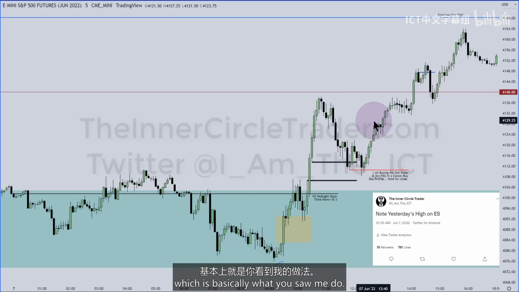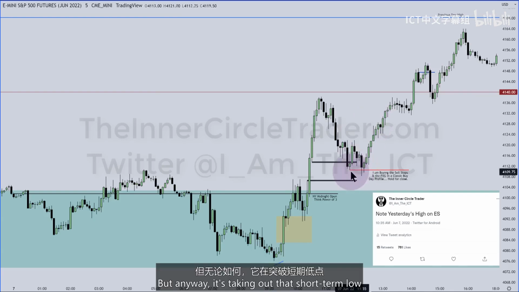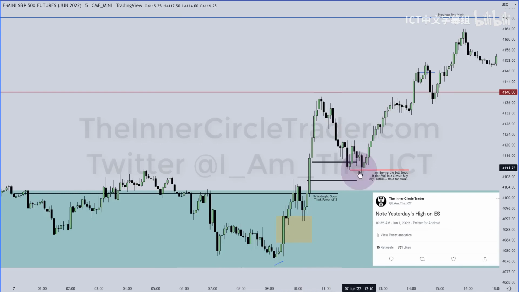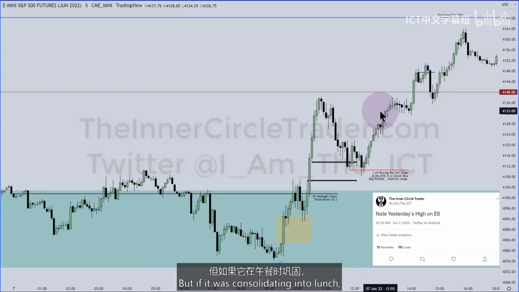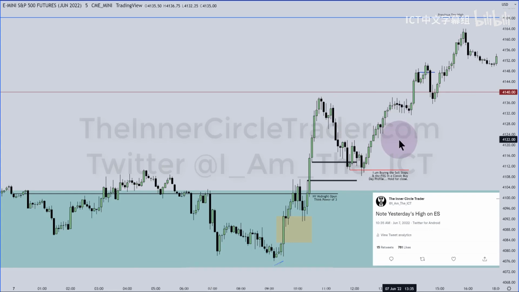So I want to take half my trade off, which is basically what you saw me do. But anyway, it's taking out that short-term low on a retracement. But if it was consolidating into lunch, I would look for the swing lows during the lunch hour and then wait for it to drop down, sweep them like it's doing here, and then rally.